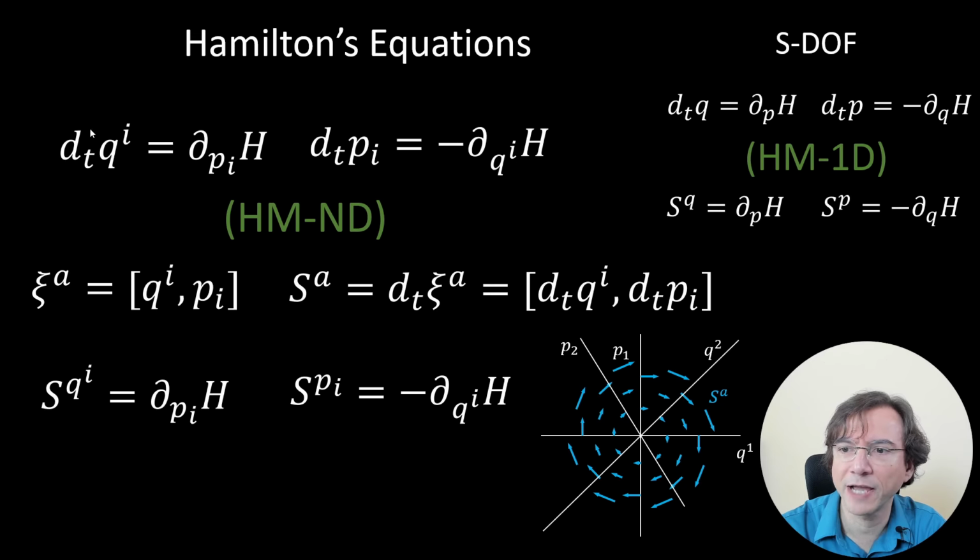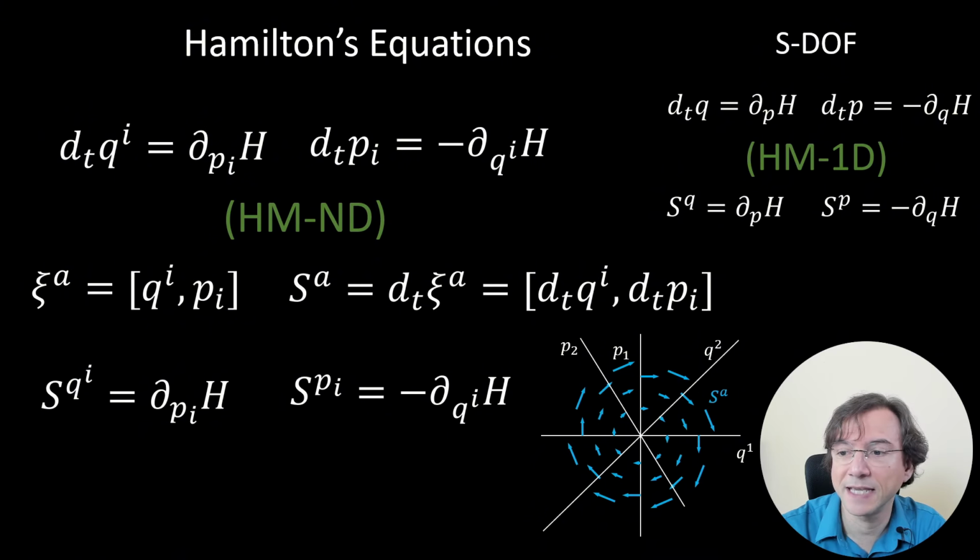Now, we want to write this in a more general form because we want to understand phase space as essentially a single set of variables. And so we introduce this symbol xi for grouping both position and momentum. Then we have the derivative of all the variables with respect to time, which means both position and momentum. And this forms a vector field, right? This vector field S upper A tells us where the states are moving in phase space.